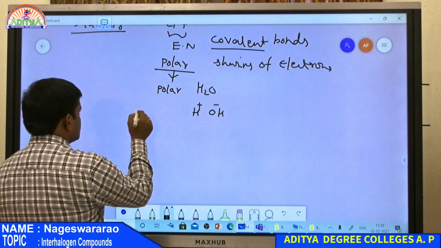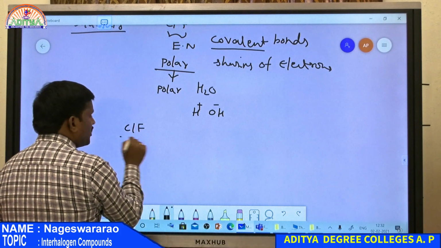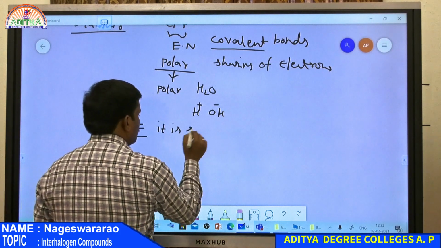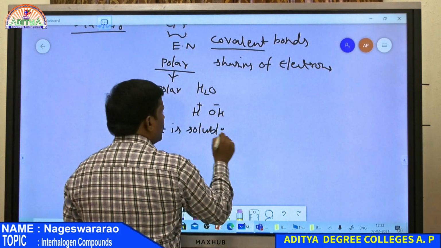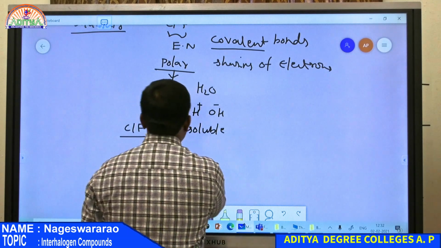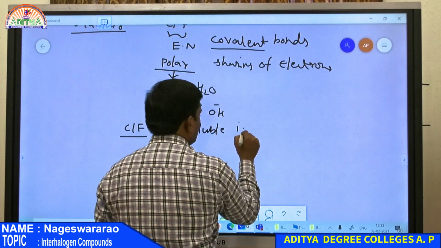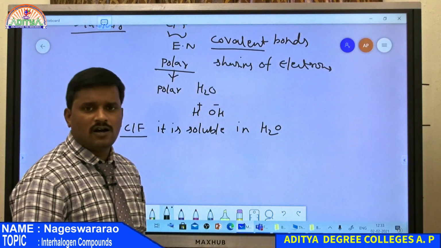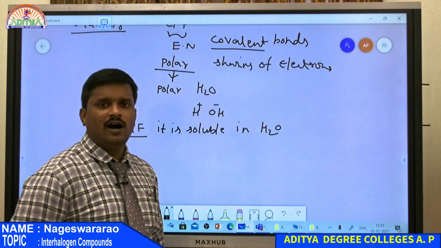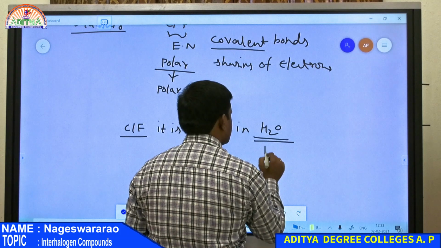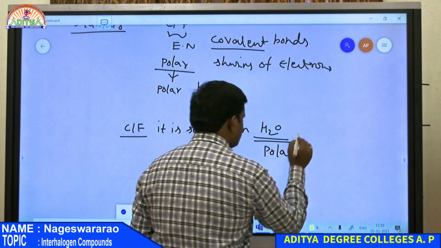Here ClF is a polar compound, therefore it is soluble in a polar solvent, that is nothing but water. So ClF is soluble in water. Therefore, interhalogen compounds are all polar in nature, and all are completely soluble in water, because water is also polar.